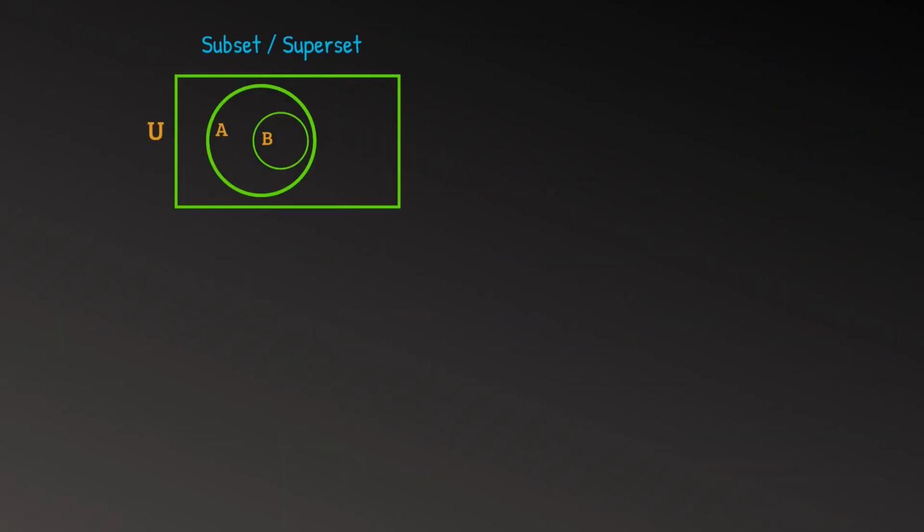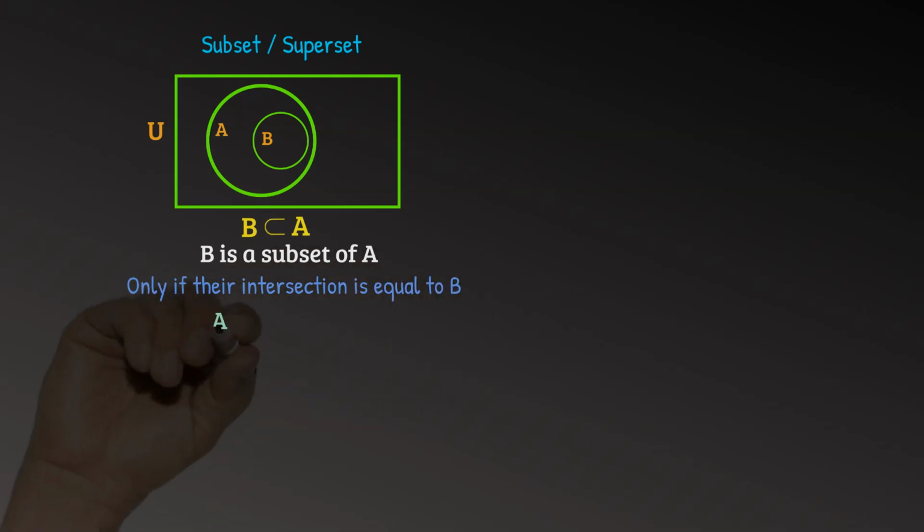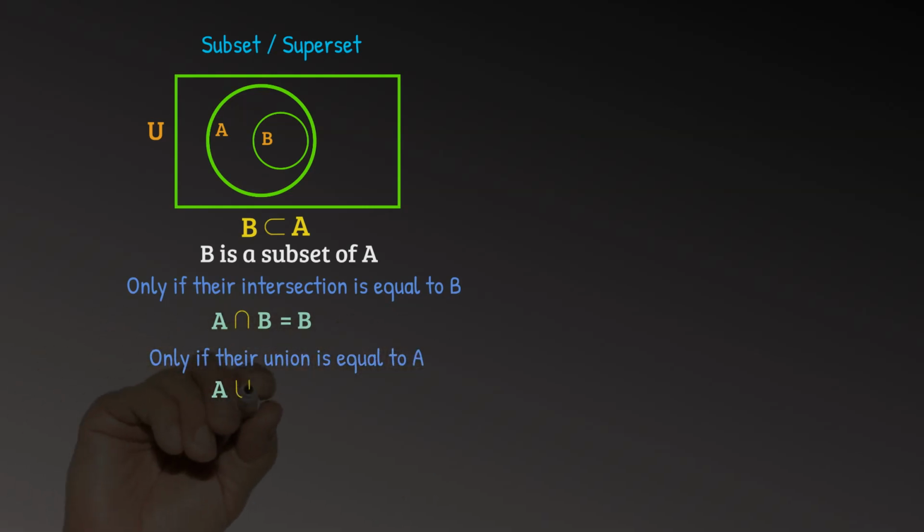Now, it's also possible to get a Venn diagram looking something like this with a subset and superset. So when we write this, that means B is the subset of A. Now for this to be true, their intersection, A intersect B, must be equal to B, because as you can see from the diagram, the only common areas between A and B is exactly B. And also their union has to be equal to A, so A union B is equal to A. And that's because, if you see from the diagram, there's no part of B that is outside of A, so if you combine the areas, you're going to get A.